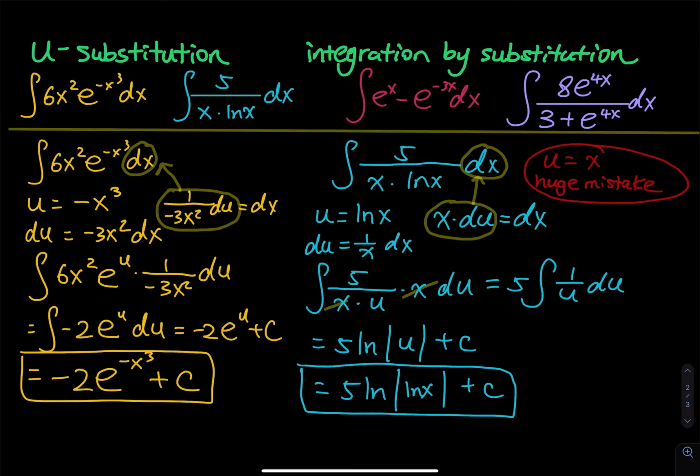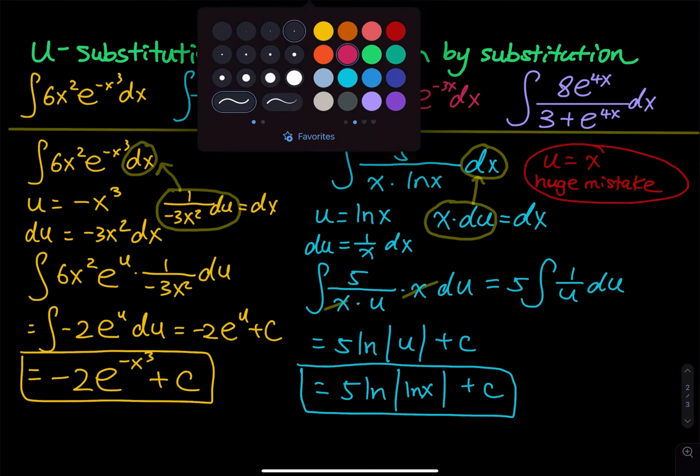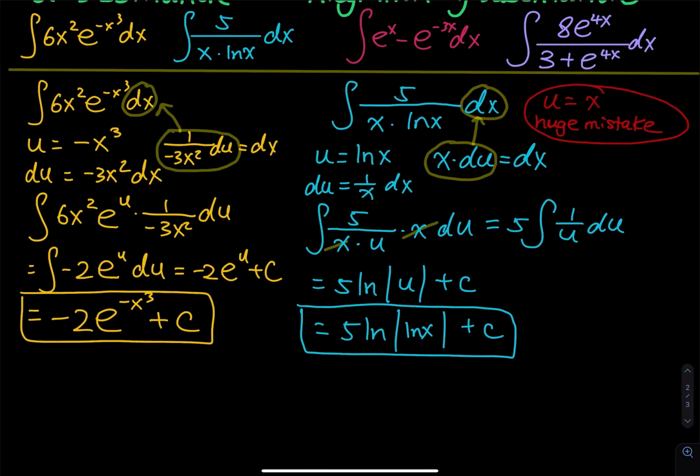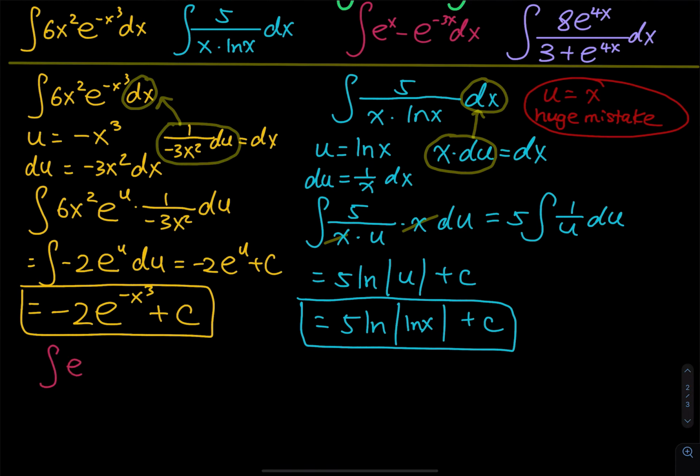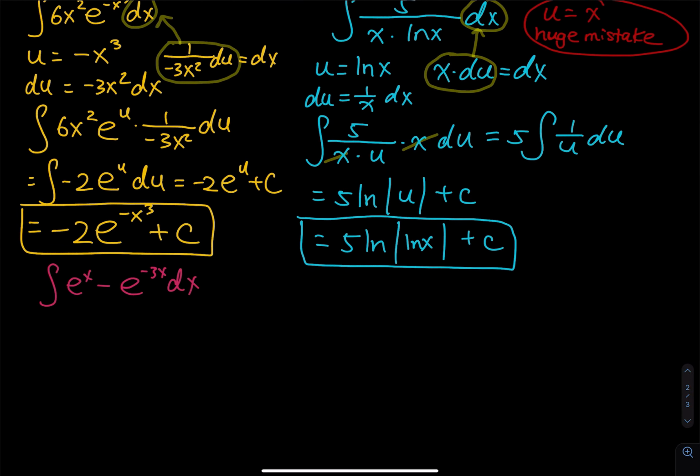Okay, moving on to the red one. The red one, we have the integral of e to the x minus e to the negative 3x dx. This one, you can break down into two integrals. The first one is the integral of e to the x dx, and then minus the integral of e to the negative 3x dx, and then the minus is carried over there.